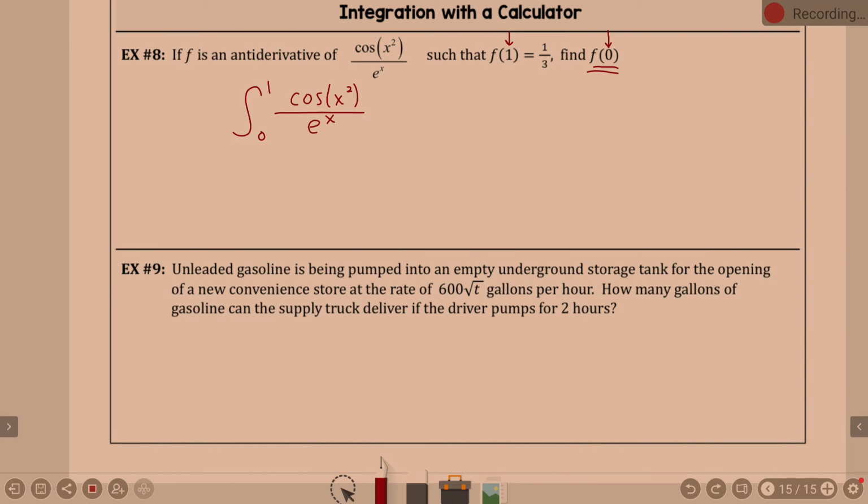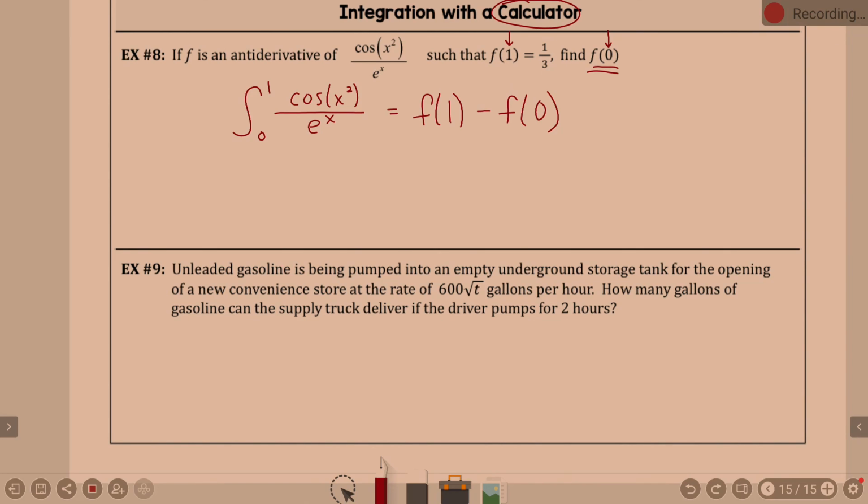Now, you're not evaluating that. Don't think, oh my gosh, I have no idea how to do that integral, Mrs. Sargent. Good, I don't want you to know how to do it. This is integration with a calculator, yes? Now, if you would integrate this, what is the idea? You take this integral, and then what do you do? You plug in 1, and you plug in 0, and you subtract them, yes? So f of 1 minus f of 0.